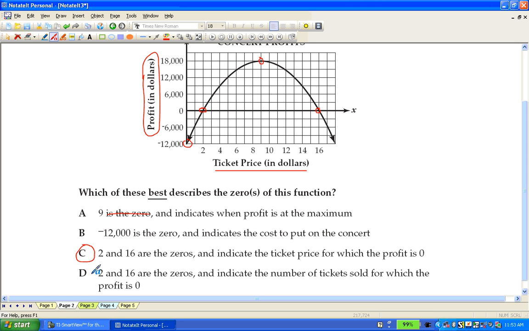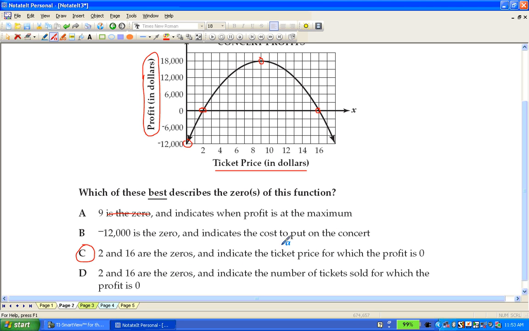Let's just check D. 2 and 16 are zeros and indicate the number of tickets sold, which the profit is $0. Well, it doesn't say anything about the number of tickets sold. It just says ticket price and profit. So C, where 2 and 16 are the zeros, indicate the ticket price for which the profit is 0.